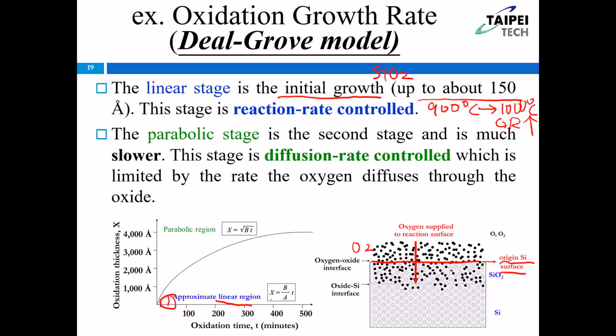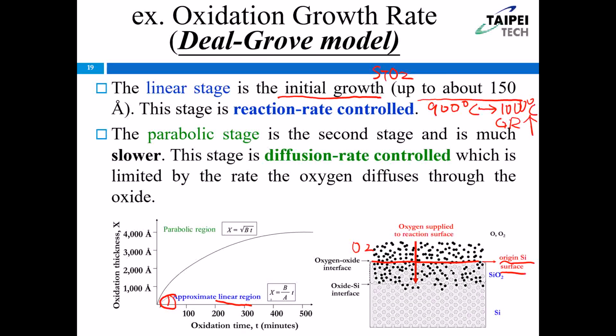temperature? Okay? So like stage 1, we already have a lot of reactant. So right now, the temperature will control, the temperature will determine the growth rate. So that's the reason we call it reaction rate control. How about the second stage?